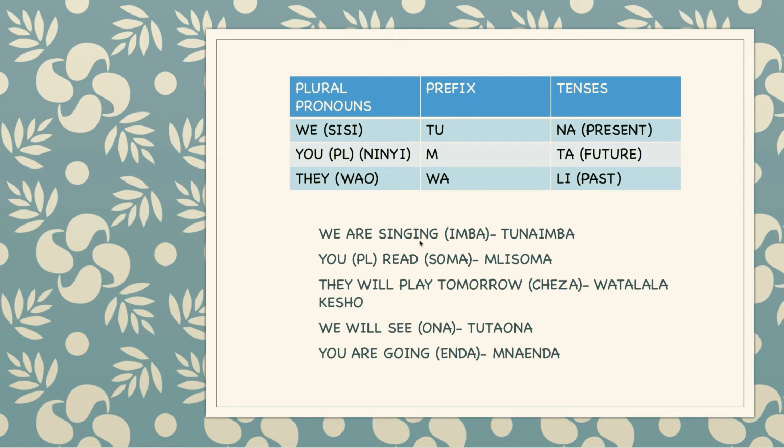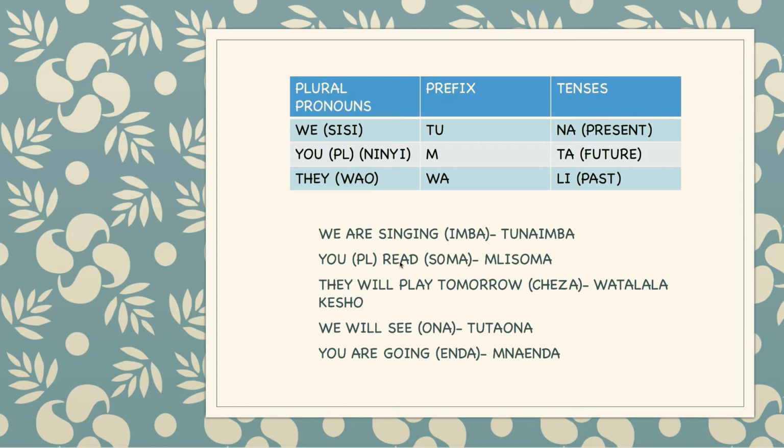We are singing. We have our verb here, imba. So we come up here to our chart and select tu, okay, because we are following that formula STROVE. Tu, and then the next thing that comes up is tenses. So we select our present tense and put it here, na, and then we have our verb, imba. So that becomes tunaimba. We are singing becomes tunaimba.